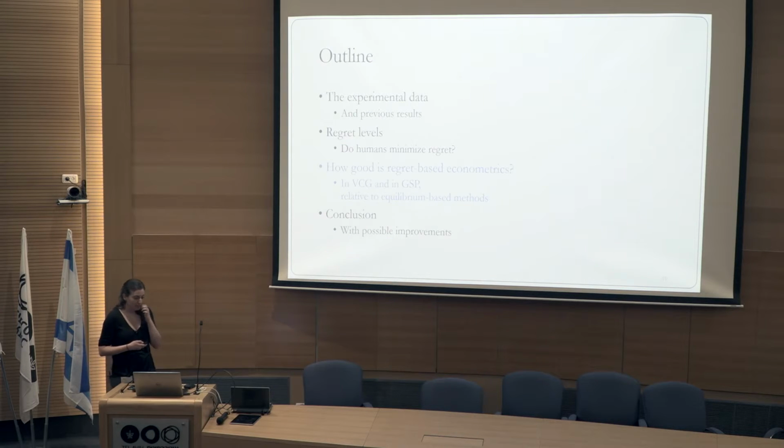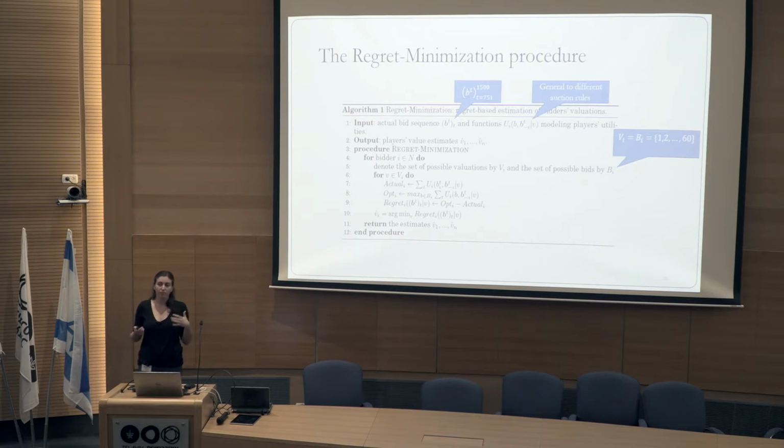All right, and now to the regret-based econometrics. So I already presented the regret minimization method, but this is the actual procedure that we applied to our bidders. It gets as input the actual bid sequence. We use the second half of the game, 750 auctions. And it also gets the utility functions for the players. So different auctions are just taken into these utility functions. And it outputs the value estimate for each bidder. What it does is really simple. For each bidder, we just compute the regret for the bidder for different possible values, and then set the value to be the value that minimizes the regret.